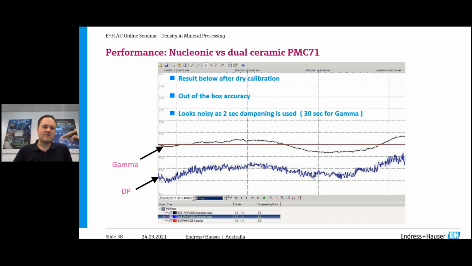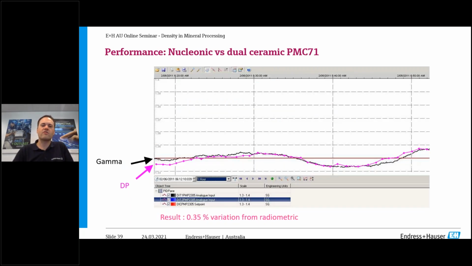And the scale, if you can see the scale, the difference there is 0.02 SG without any correction or anything. Then further on, as the operation moved to optimize their correction, we aligned the DP and the gamma very closely. So you can see there's this variation, and the difference between the dual ceramic variation and the nucleonic measuring principle here was 0.35% variation.